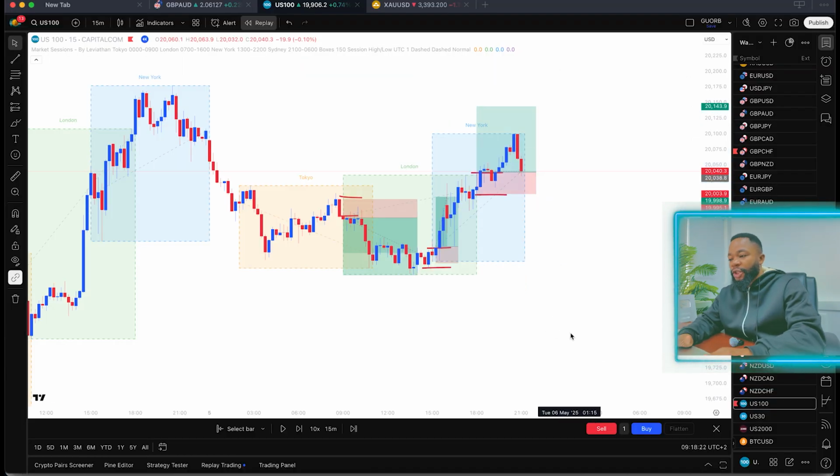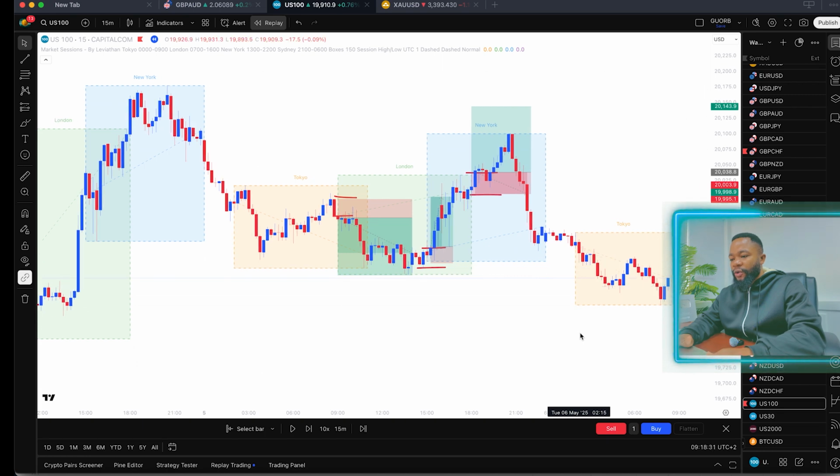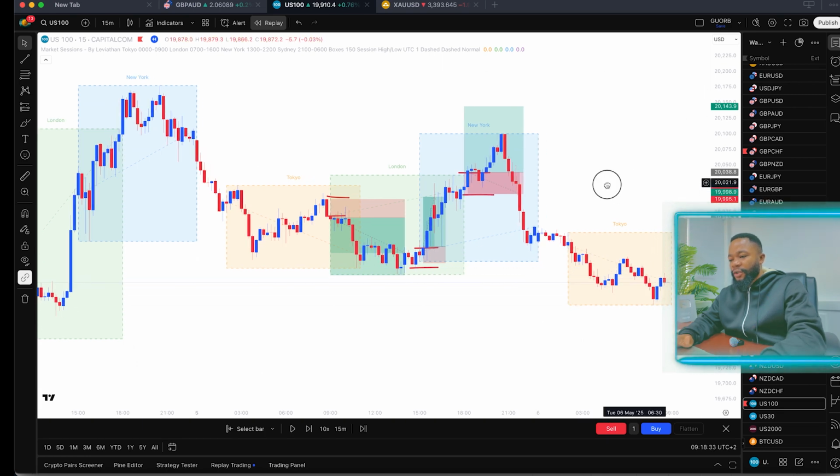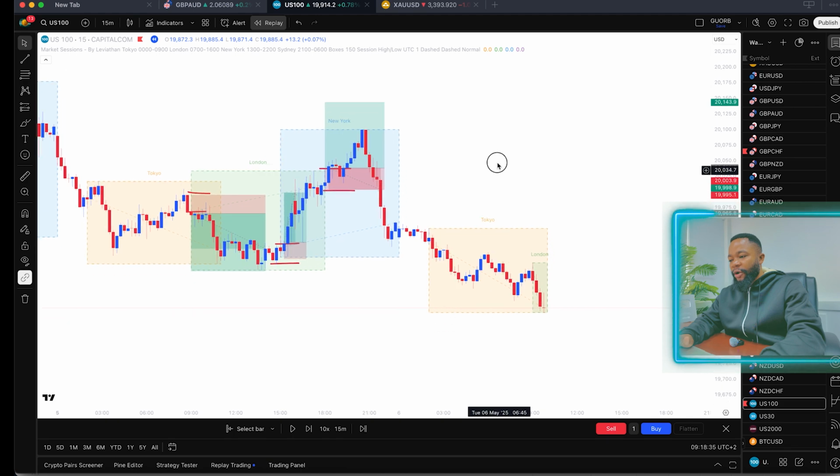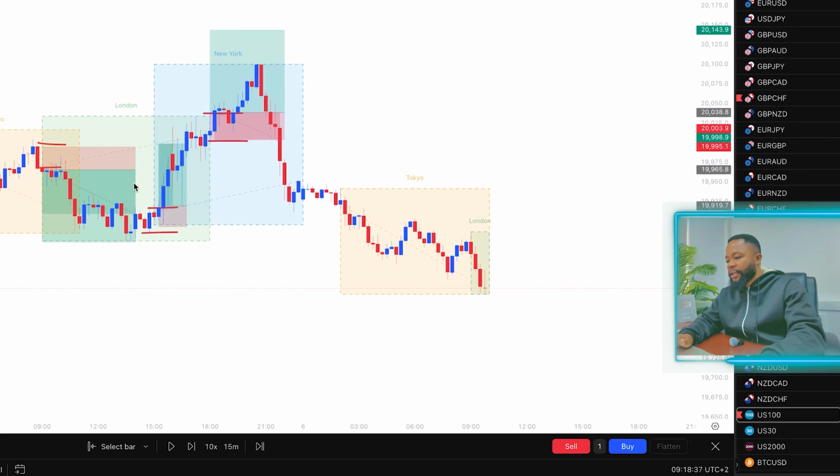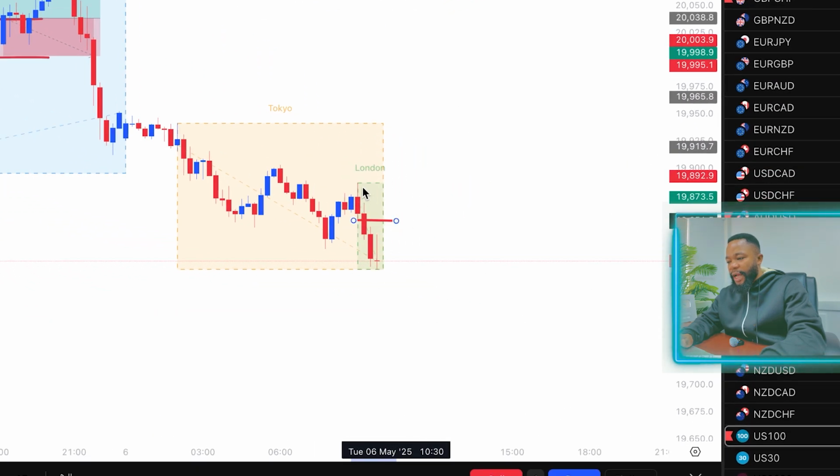All right, so we're going now quick because we're looking for the first London candle. Right after Tokyo, we're going to see London. So after Tokyo, then we're going to have London. So let's just push this right here. Okay, that's the London candle right there. So our sell stop there, our buy stop there.